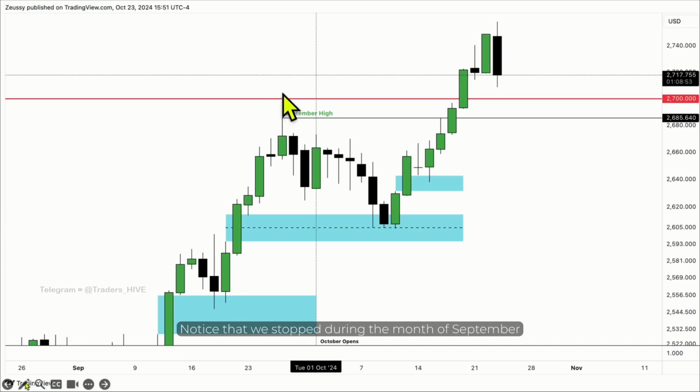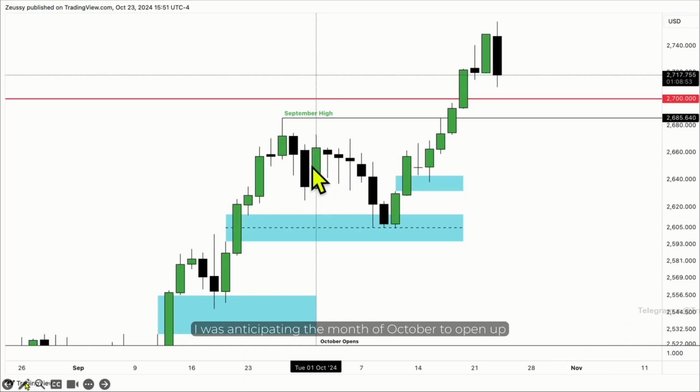Notice that we stopped during the month of September right in advance of that 2700 price level. To me, that was very suspicious. To me, that meant that we were likely engineering buy side liquidity above this September high, which we could draw towards during the month of October.